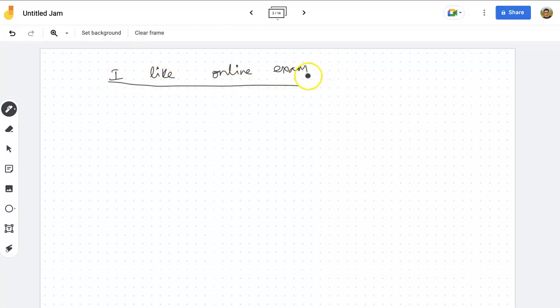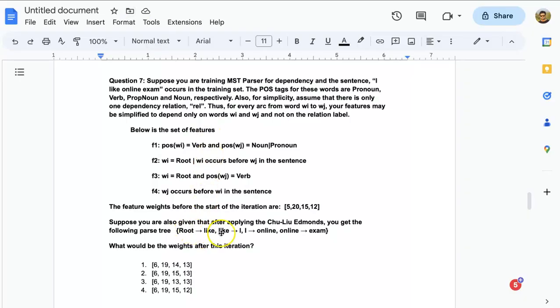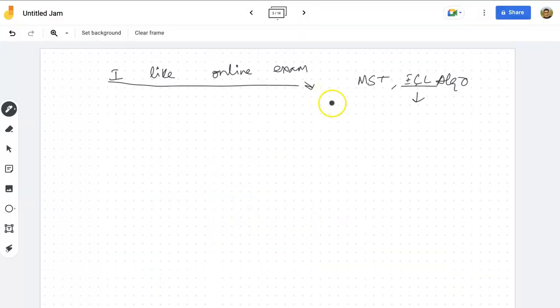And after one iteration, what is the parse tree that you have got after MST and this Edmond Chu-Liu algorithm? So I'm just writing this algo. So what is the tree that you have got? It is already given. So it is root to like, to I, to online, online to exam. Okay, so it's this kind of thing.